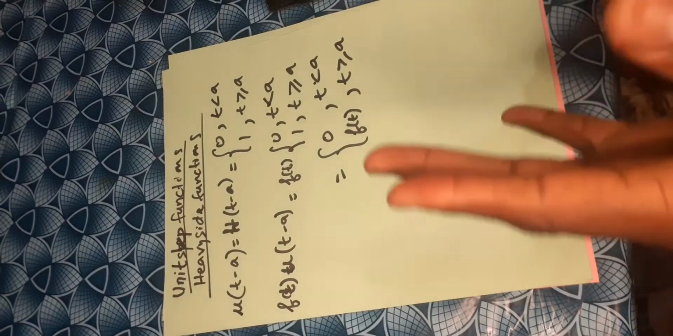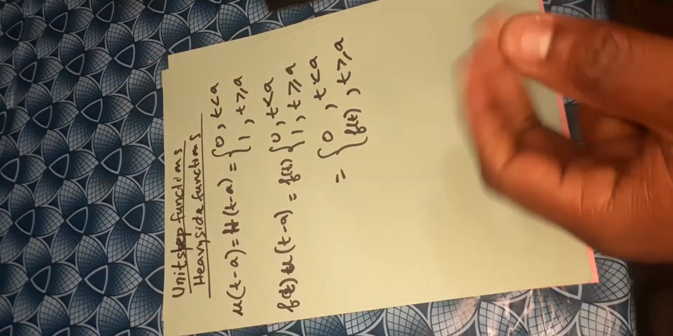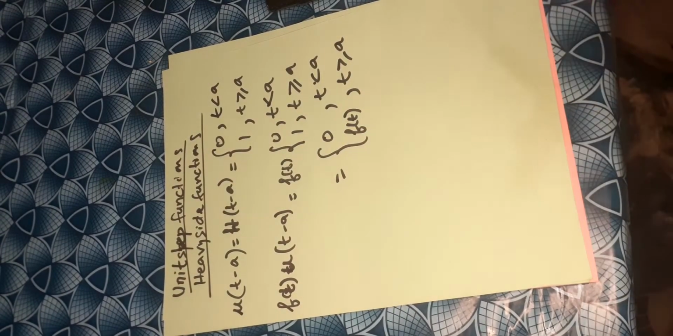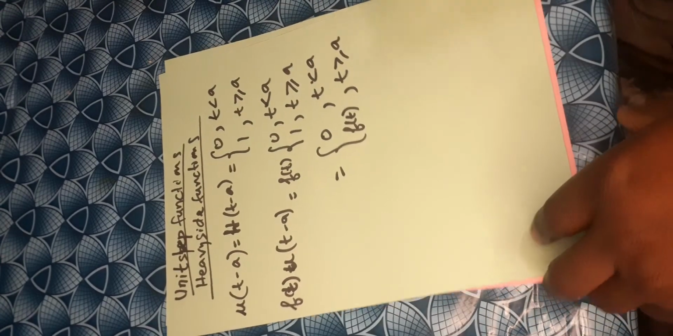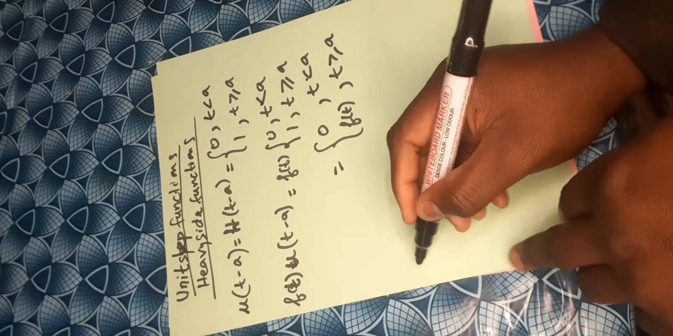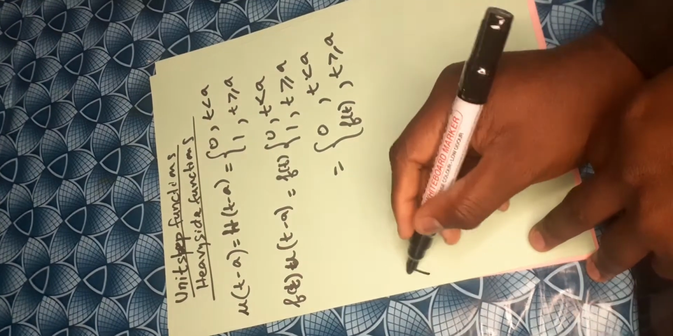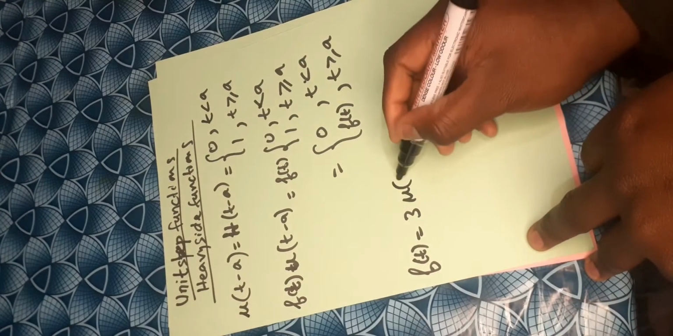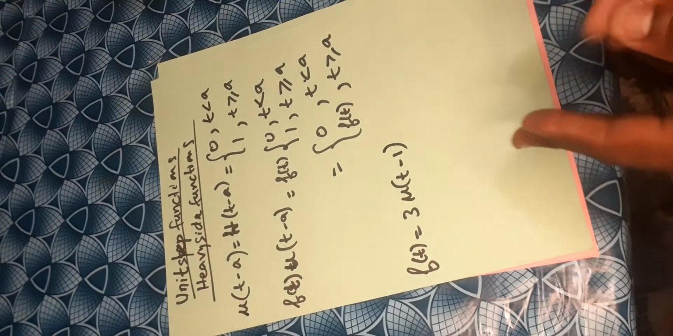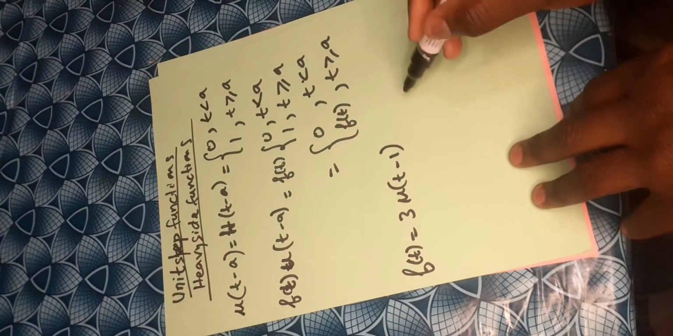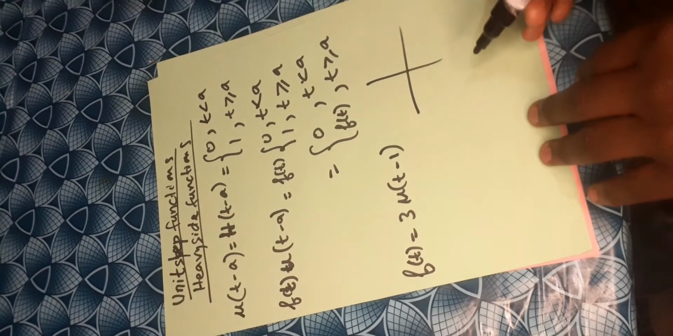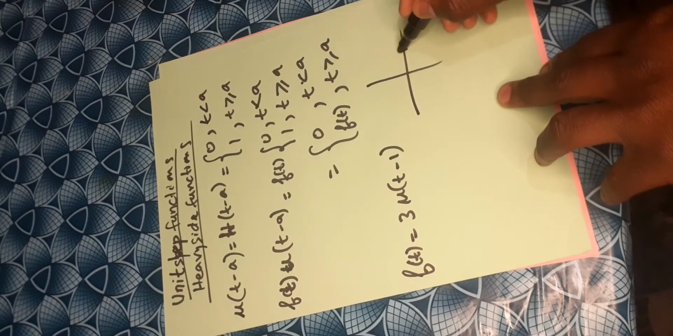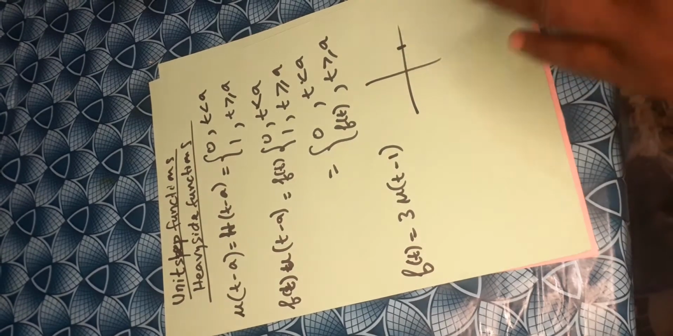For example, I told you most of the time you're going to have a constant function, a quadratic function, a linear function, or a trig function with sine or cos. So let's tackle one question already. For example, if we have f of t equal to 3 u of t minus 1, and they tell you to graph something simple like that, what will it be? You have 1 here. So anything before 1 is 0.